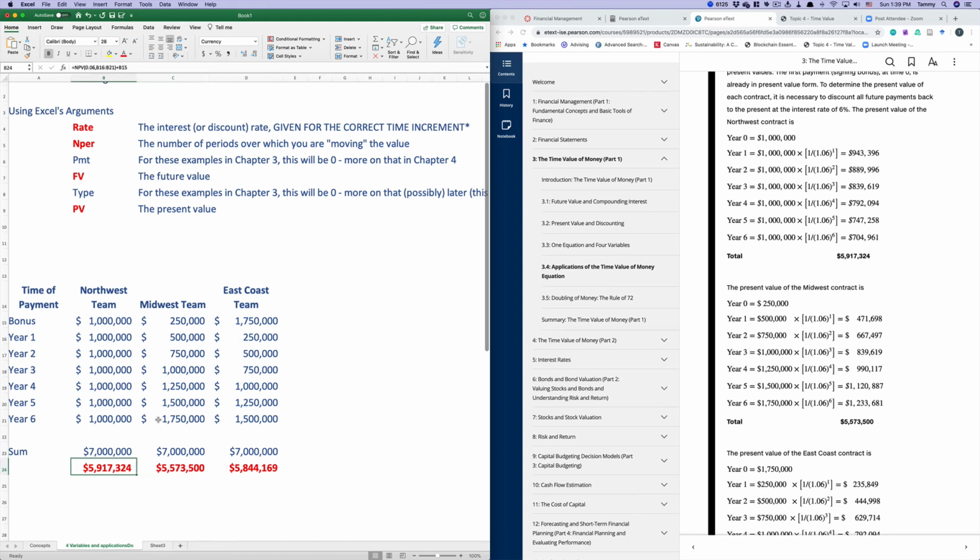because what you can see here in the Midwest team is that it's back weighted. The biggest cash flows are occurring towards the end. And so that's only giving you a present value of 5.5, whereas the East Coast team is front weighted with the bonus, but then back weighted with the rest of the cash flows. So that gives you 5.8. And then this one in the Northwest gives you the highest present value. It's all about the timing of the cash flows.